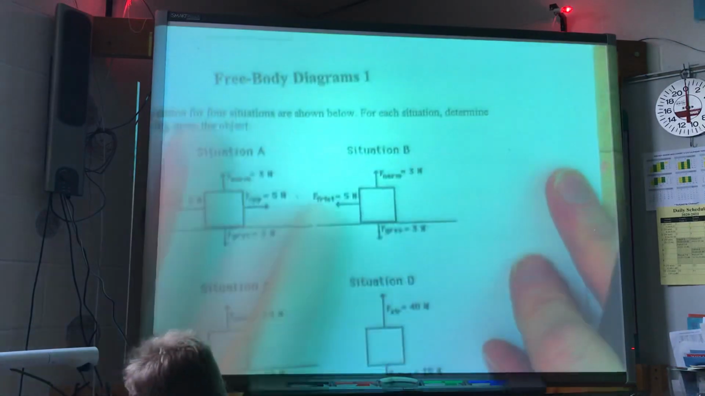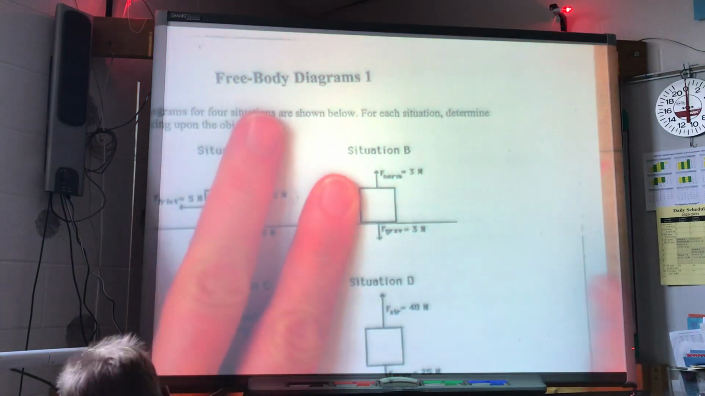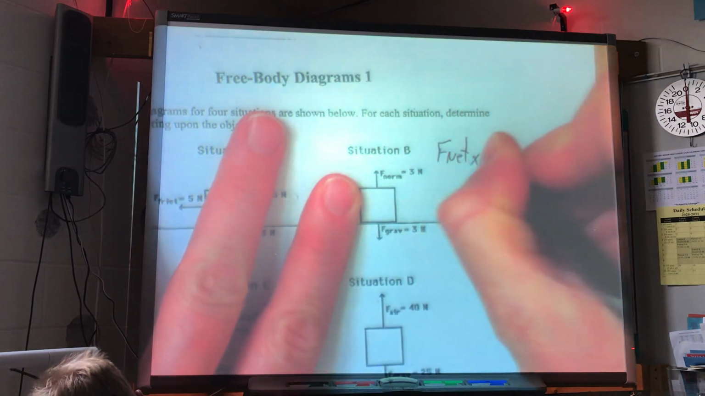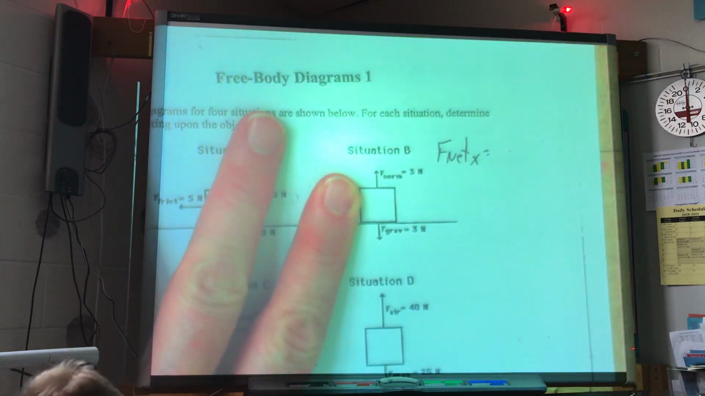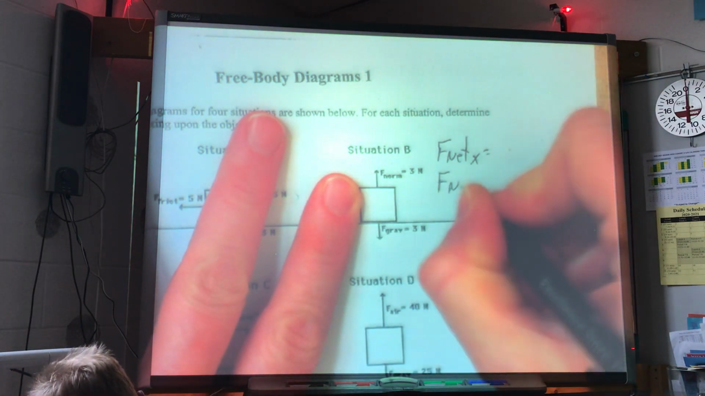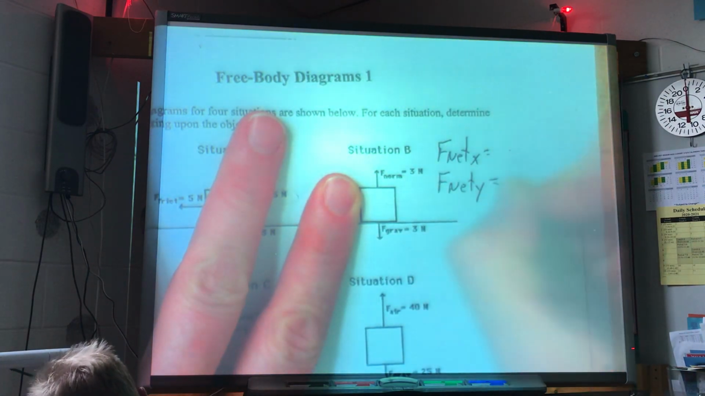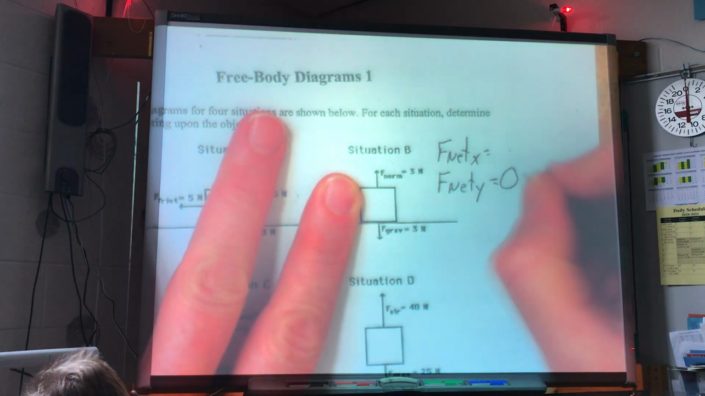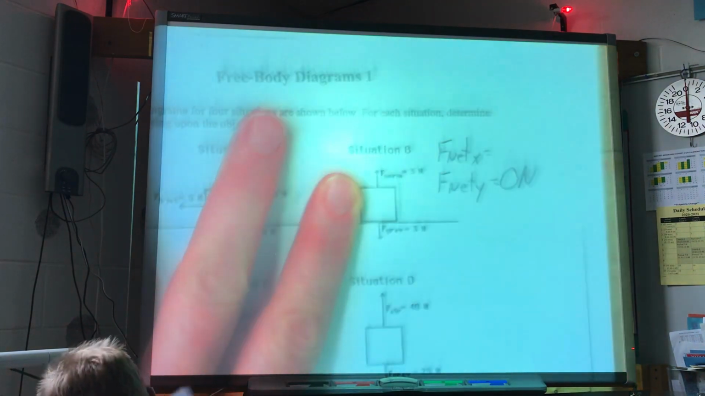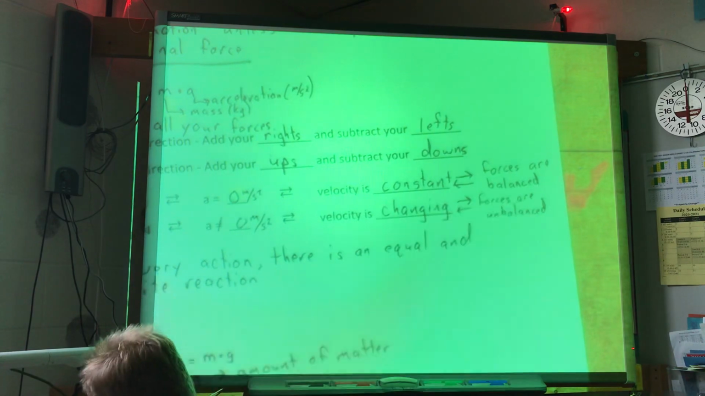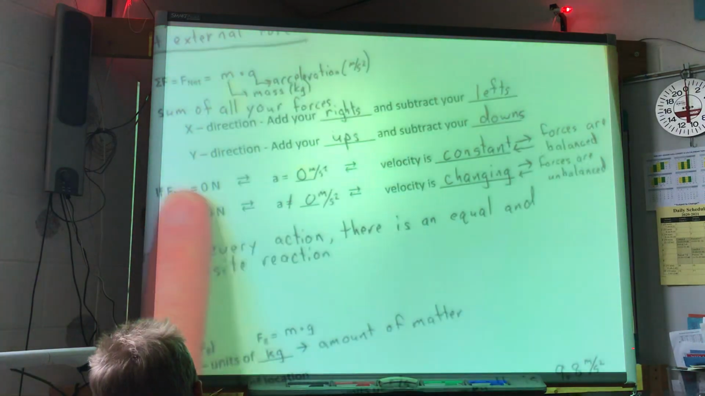Are my forces in the x direction, and only the x direction, balanced or unbalanced? I'm sorry, I said x, I meant y. Let's start with the y. Are my forces in the y direction balanced or unbalanced? They're balanced. So because they're balanced, my net force in the y direction is 0, right? Because if my forces are balanced, my ups are equal to my downs, my F net is equal to 0.